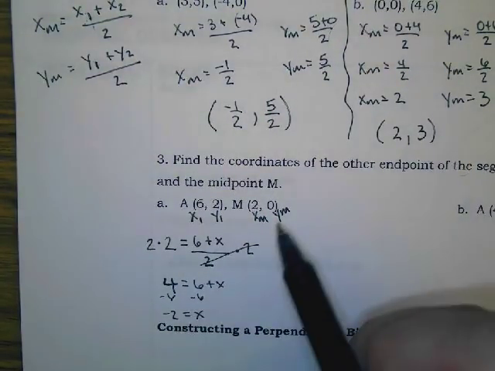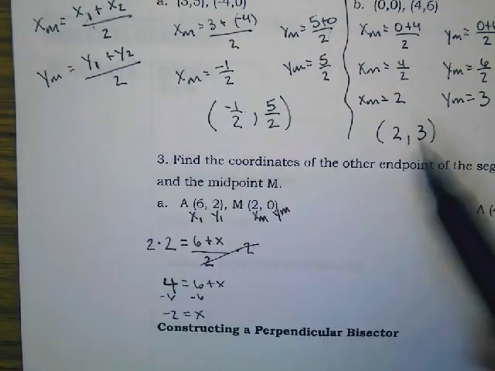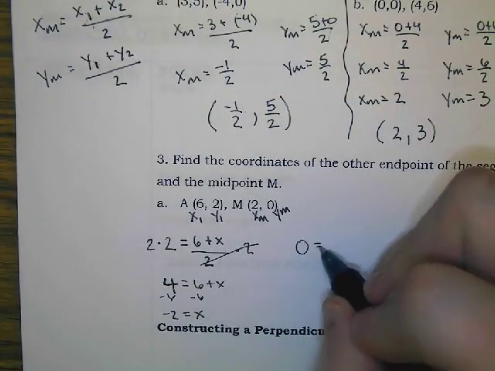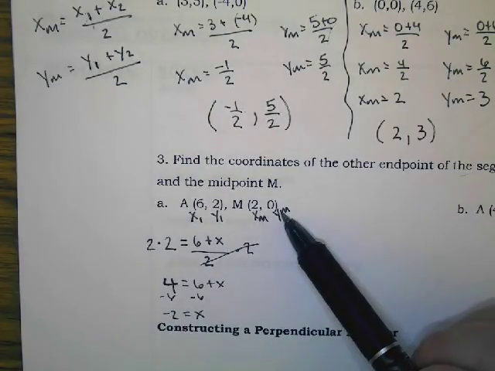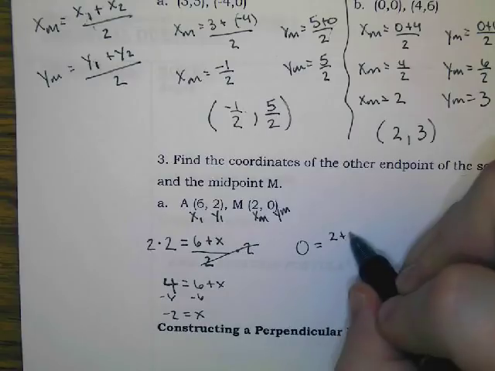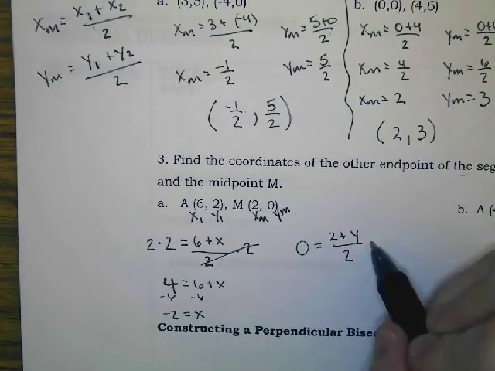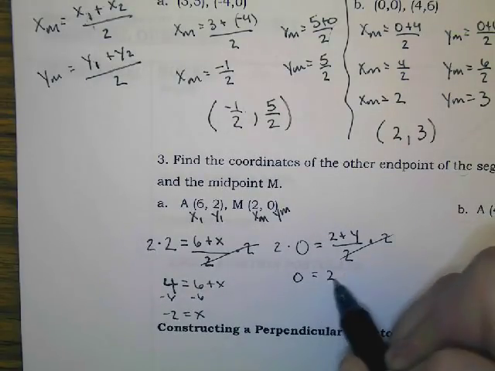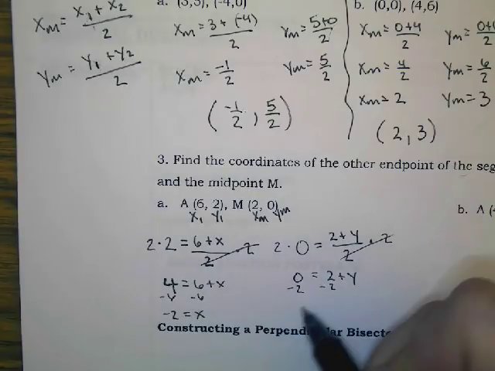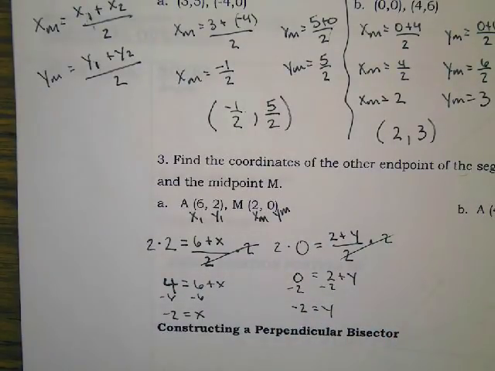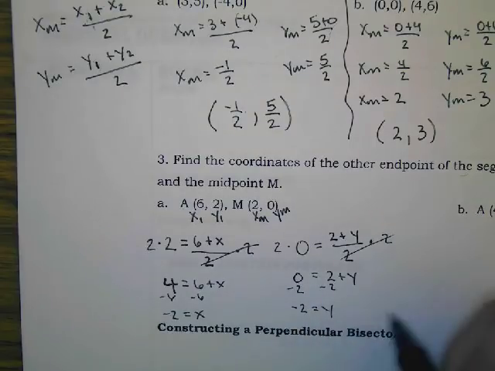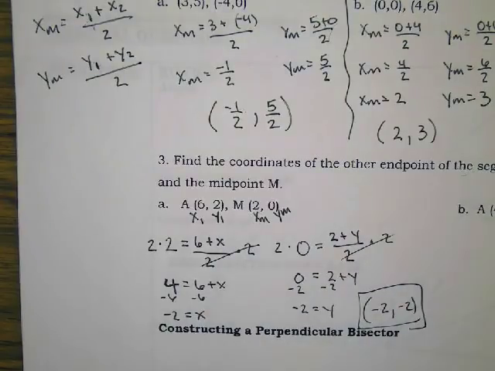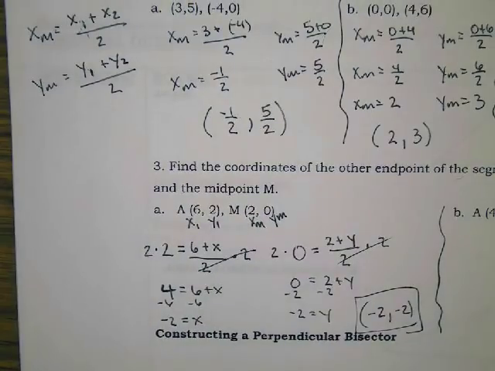So now let's try finding our y. So I'll start with ym. 0 is equal to 2 plus y divided by 2. So I'll multiply both sides by 2, and I'll get 0 is equal to 2 plus y. Subtract 2, and we'll get negative 2 is equal to y. So the point I found as my solution is negative 2 comma negative 2. This is my answer. So it's a way we can do this whole process in reverse.